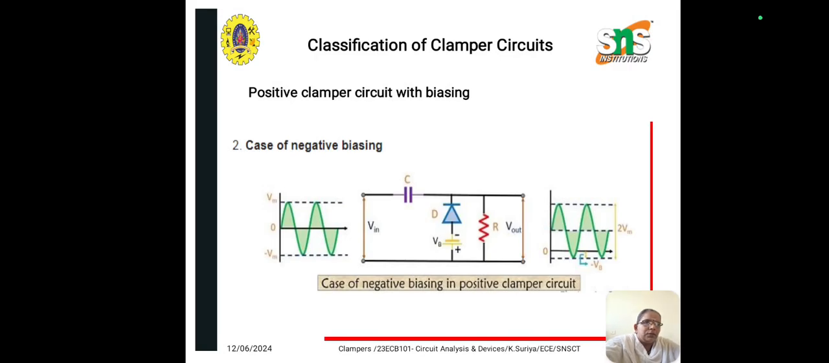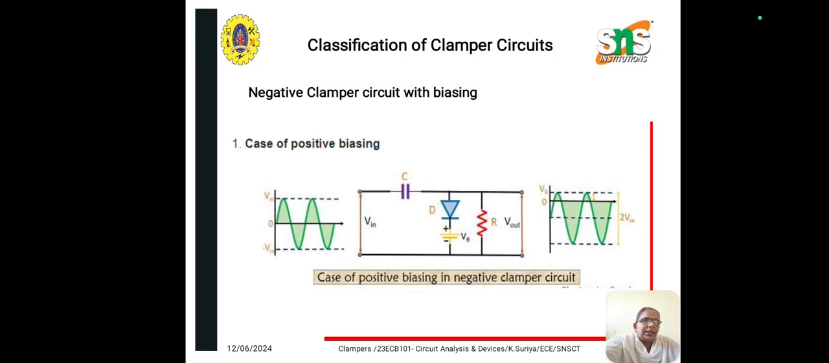Next one is negative biasing. So here when positive half of the AC signal is applied, the diode will get reverse biased by both the AC input and the battery voltage. Due to this, a current flows through the load and combinedly maintains the voltage level. When negative half is applied, the diode is forward biased due to the AC input but is reverse biased due to the battery voltage. So the diode conducts only when the AC input dominates the battery voltage.